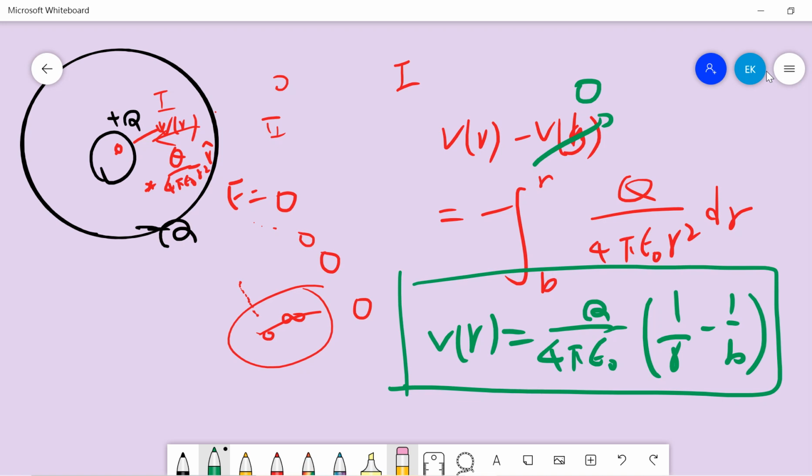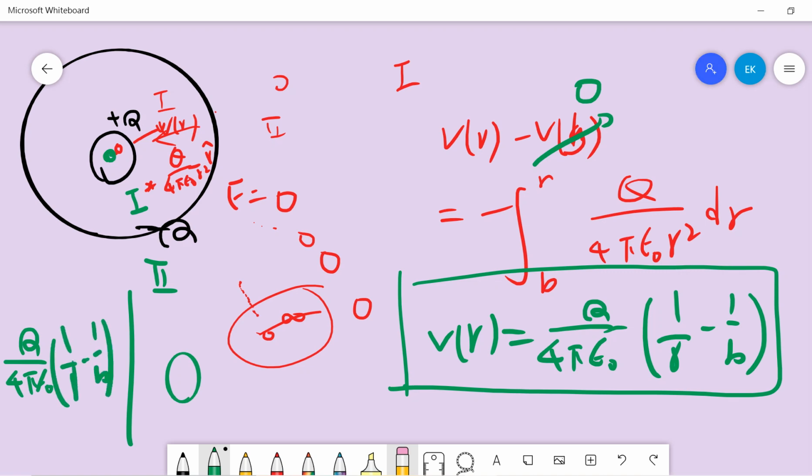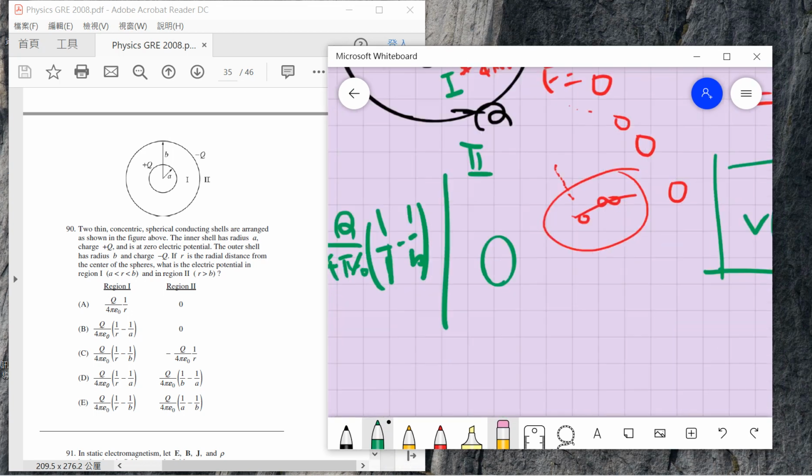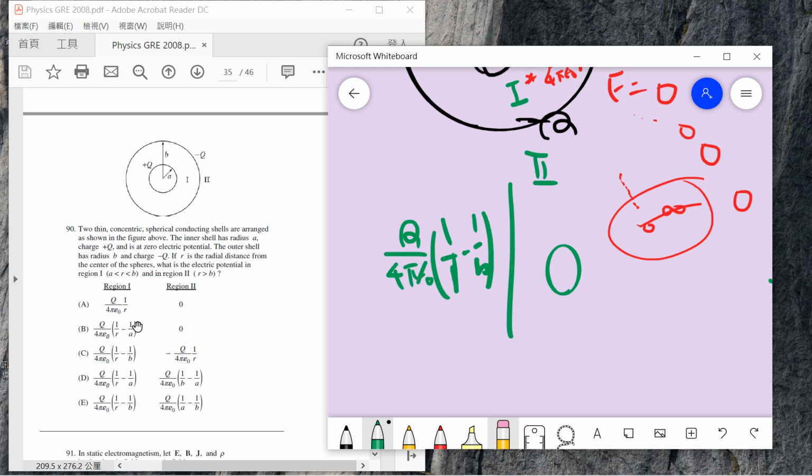And the second region is the same. What we solve in the second part is that this is 0 and this is Q over 4 pi epsilon naught times 1 over r1 minus 1 over b. The amazing thing is that when you see the choices, there's no answer of this kind, because actually we don't know what the potential ground is. But all we know is that the potential difference between the first region and the second region should be fixed. So this is the criterion we have.